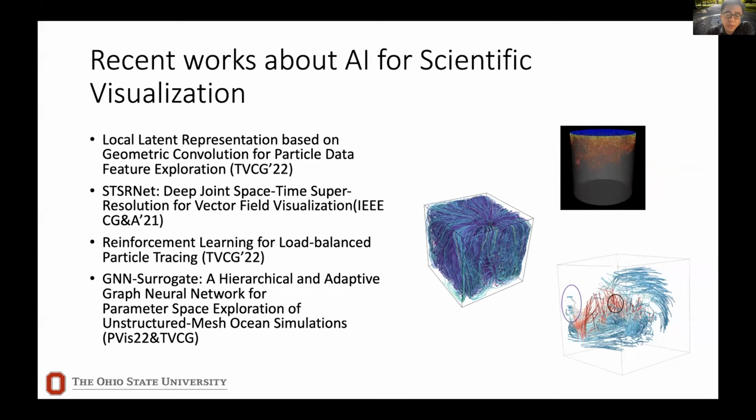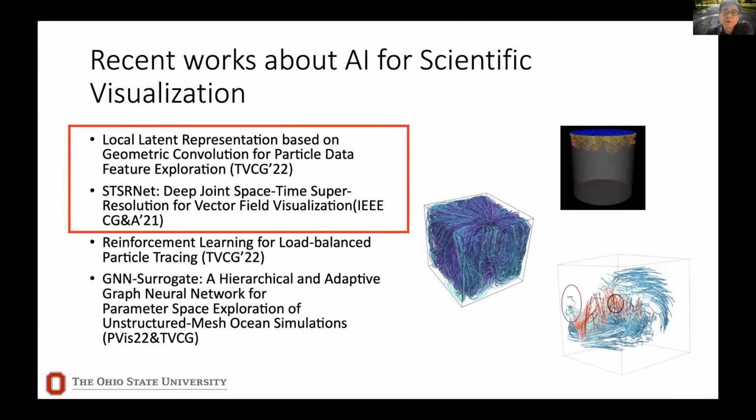The final piece of work here is GNN surrogate. This is the Pacific-VIS paper I just talked about, published this year and also presented a couple of days ago, about how we use graph neural networks for producing simulation surrogates. I'm going to spend most of my time today covering the first 2 pieces of work. By the way, if you have any question, you can type your question in the chat window, and Guihua is going to collect the questions. I will be able to answer. Feel free to type in your question. I'm going to answer your questions at the end of the talk.